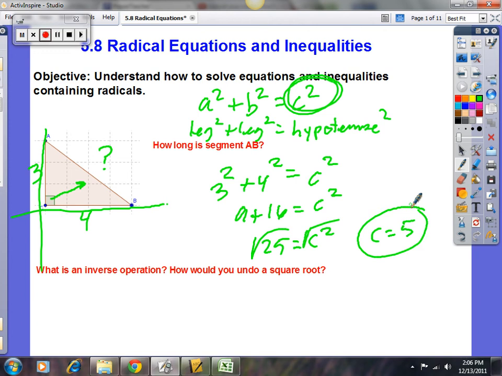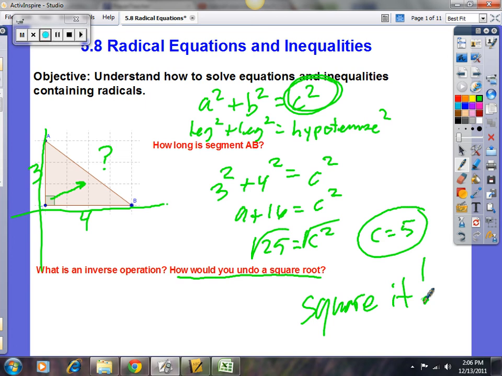So now answer this question. That's called an inverse operation. Undo C squared, you do square root. So how would you undo a square root? Square it. Write it in. Square it. That is how you undo a square root.